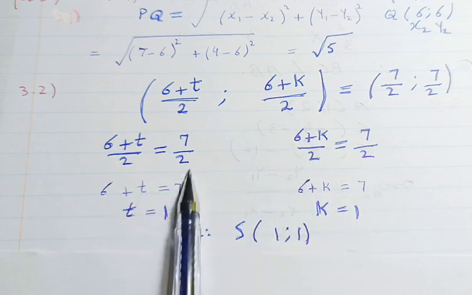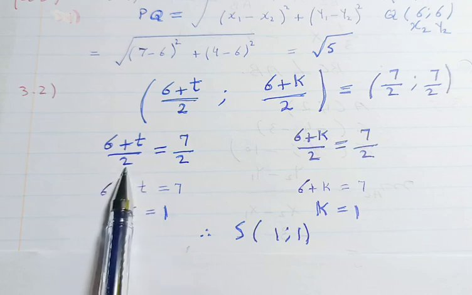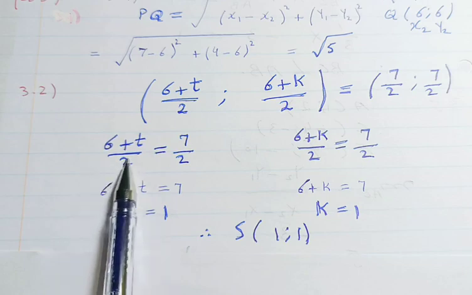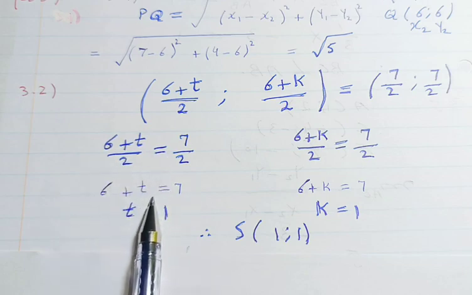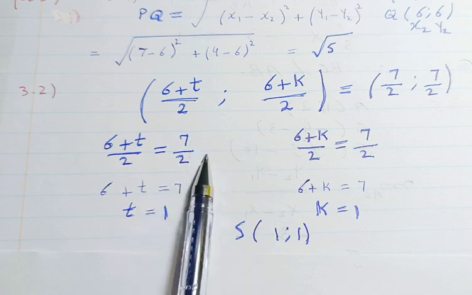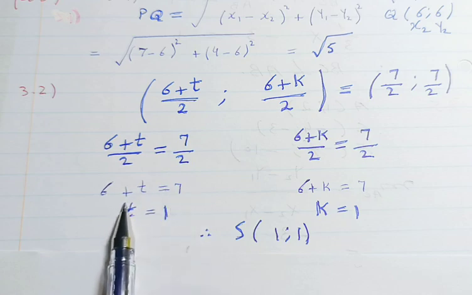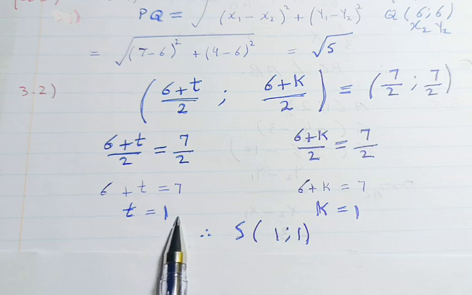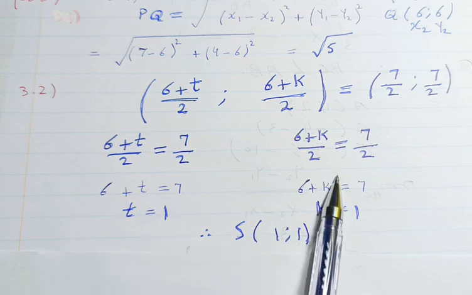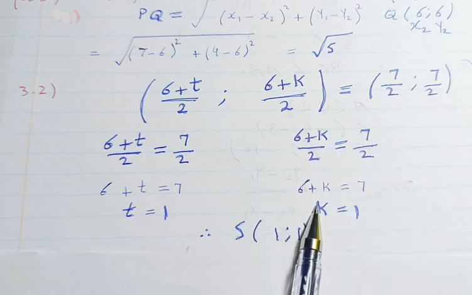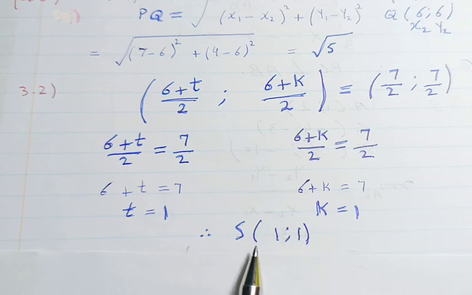So I multiply both sides by 2 because the LCD is 2. The 2 and 2 cancel. 6 plus T is left only here, equal to 7/2. The 2 and 2 cancel, only 7 is left. The 6 switches over to this side and becomes minus, so only 1 is left. And on this side I do the same thing. 6 plus K, multiply both sides by 2 and cancel out, and this is the K I find through calculation. So the S coordinates are 1 and 1. T is 1 and K is also equal to 1.